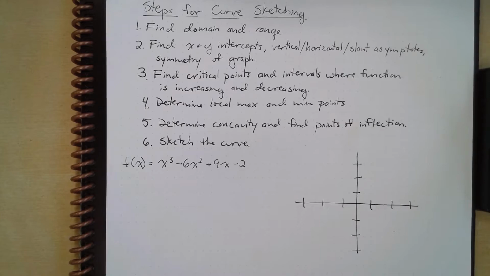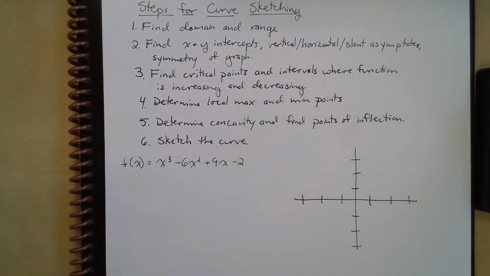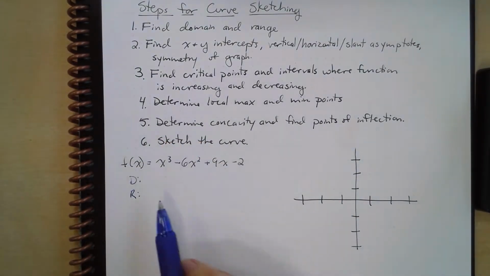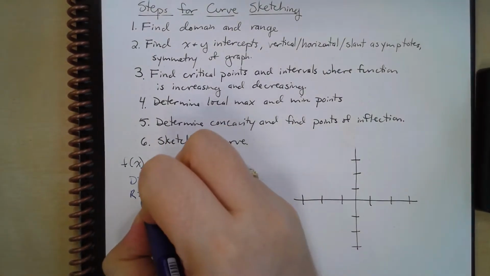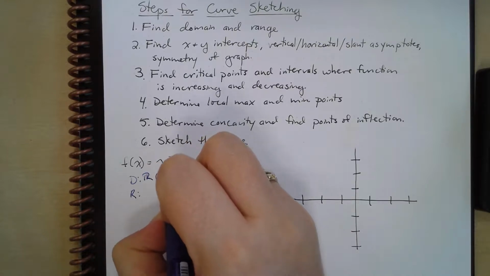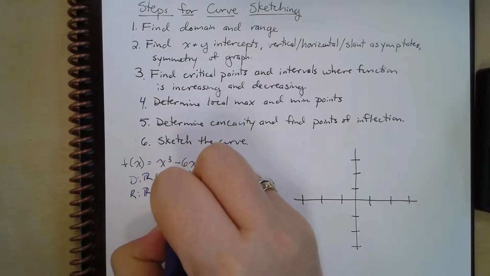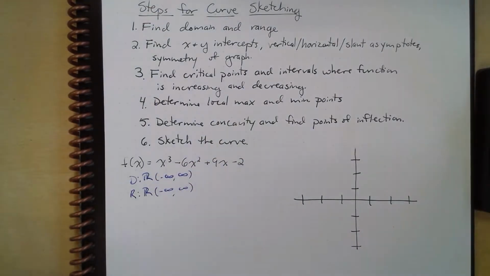So we've been given a function, f of x is equal to x cubed minus 6x squared plus 9x minus 2. First I'm going to talk about our domain and our range. It looks to me like our domain is all real numbers, or you could say from negative infinity to infinity, and our range the same, all real numbers or negative infinity to infinity. That means that we don't have a lot to deal with for domain and range, and we can just draw this graph as we would.